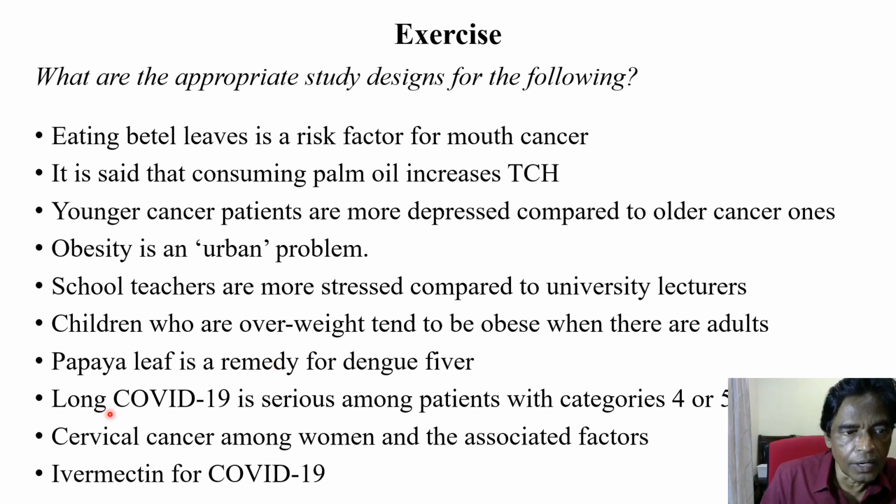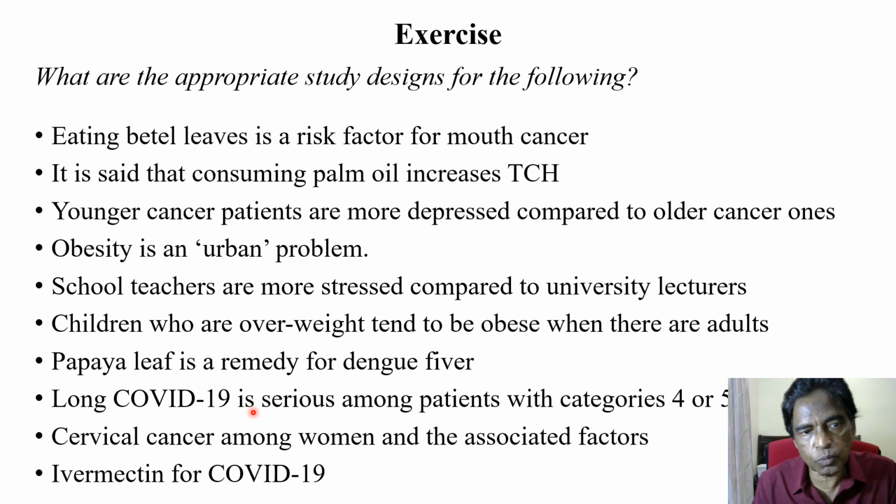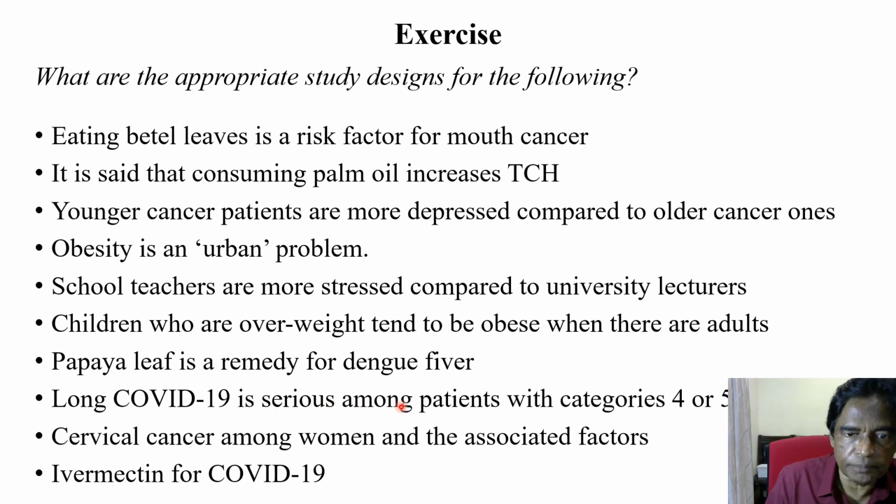Right? Long COVID. They are serious among patients with category 4-5 infection. Long COVID. We're going to follow them up after 1 month, 3 months, 6 months, 1 year, and see how they fare over time. Longitudinal study. Cervical cancer among women and the associated factors. Right? Again, case control. We take some women with cervical cancer. We match them with others, matched by age, whatever it is, who don't have the cancer, and see what the exposures are.